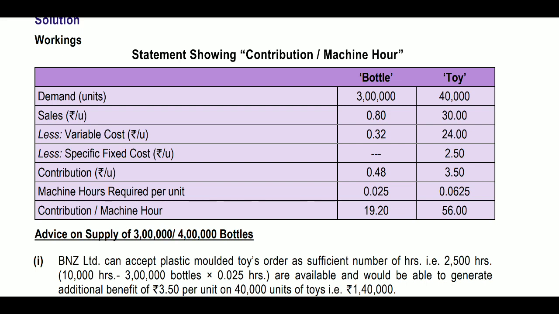Contribution: we got 2,500 hours for ties and 7,500 hours for bottles. So for 3 lakh bottles we require 7,500 hours. For that, 7,500 divided by 3 lakhs, we will get the per unit figure. Next, contribution per machine hour is 19.2 and 56 as provided. Based on this information, we will calculate that.